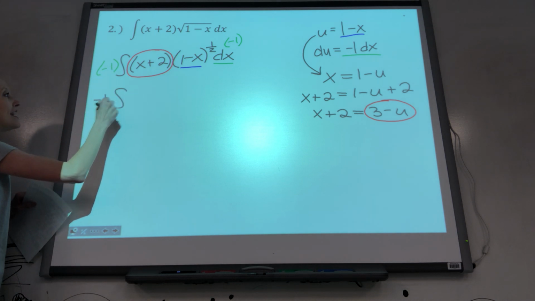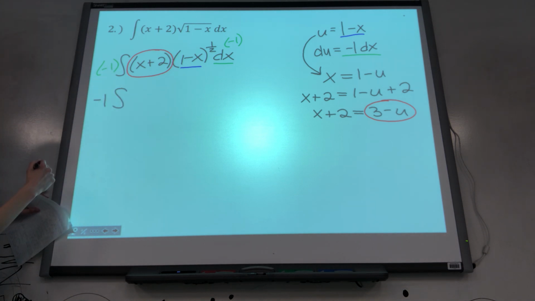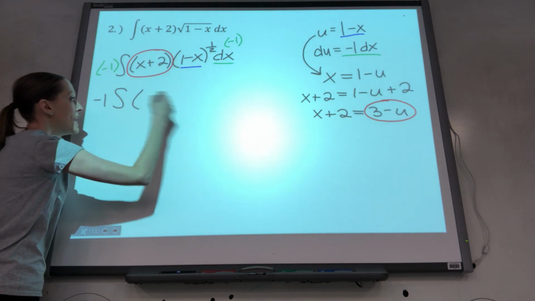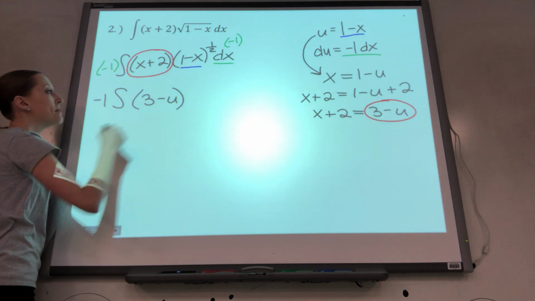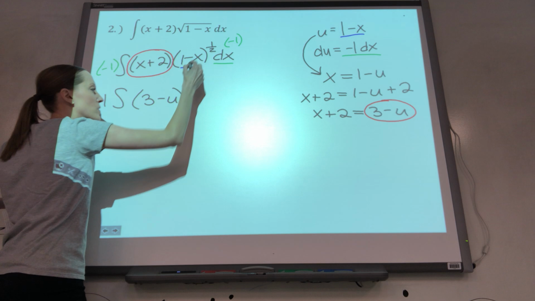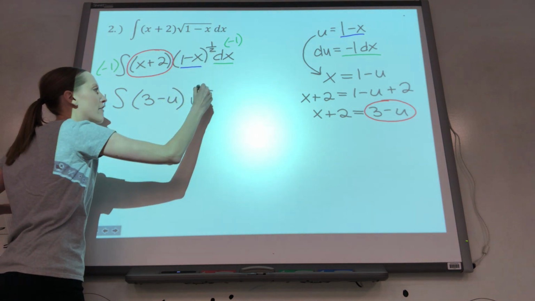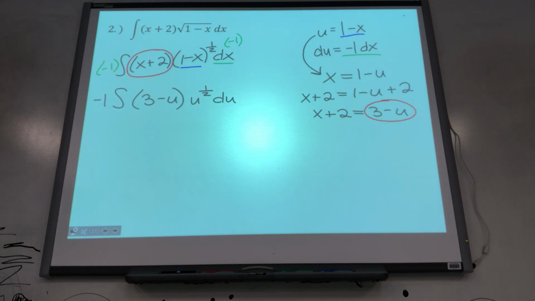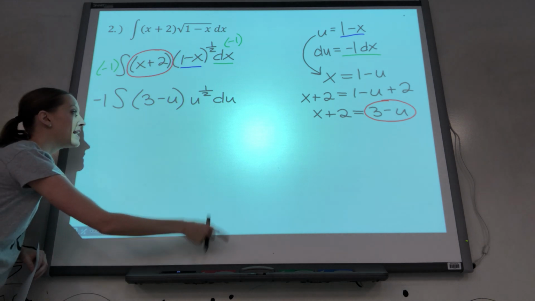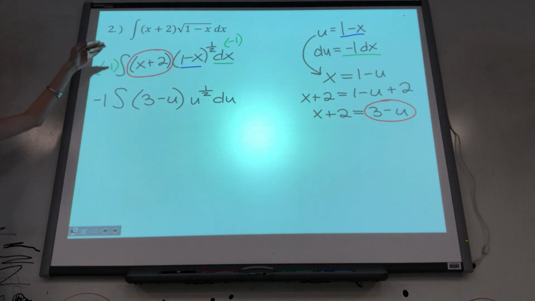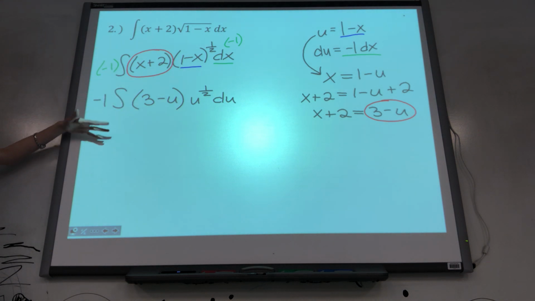Now don't forget about the negative 1 out front, but then here we go. It's no longer x plus 2. Now it's 3 minus u times u to the 1/2 power, and then all the rest of that stuff in green was du. Now this is going to end up being kind of like the last one where we have to distribute. Any questions about how we got up until this point?